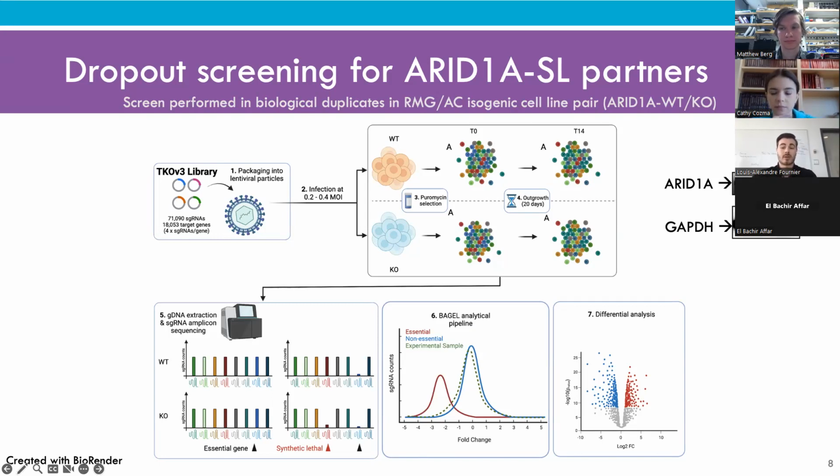And as such, if we see a guide RNA that drops out in both the ARID1A wild type and knockout cells, we could infer that this is potentially an essential gene for these cells. Whereas the guide RNAs that drop out specifically in the ARID1A knockout cells are potentially synthetic lethal partners of ARID1A, and those are the hits that we are interested in.